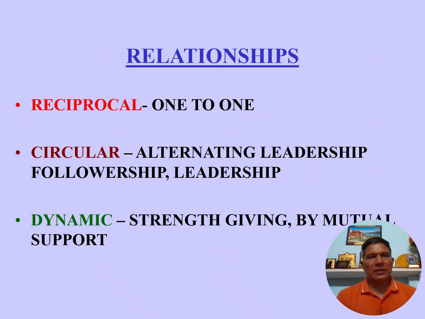Now we talk of relationship. Reciprocal, one-to-one. You do this for me, I do this for you, that is a reciprocal thing. And circular is alternating leadership, followership and leadership. So alternating the leadership and followership and then leadership. So it means first you are a leader, because the alternating factor is leadership, followership, then leadership.